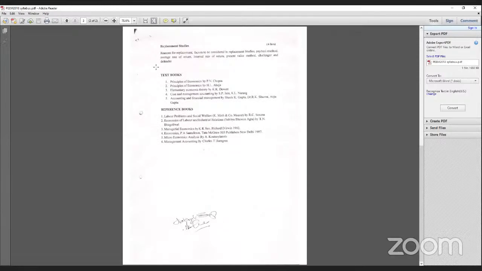And the last part is replacement studies. What are replacement studies, beta? In this there are different methods. Look beta, replacement means to place one thing with the other. In organizations, we generally replace machinery or projects, that is, how we can replace one project with another or one machinery with another. There are different methods.